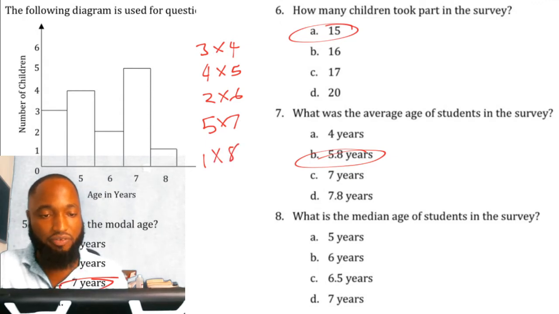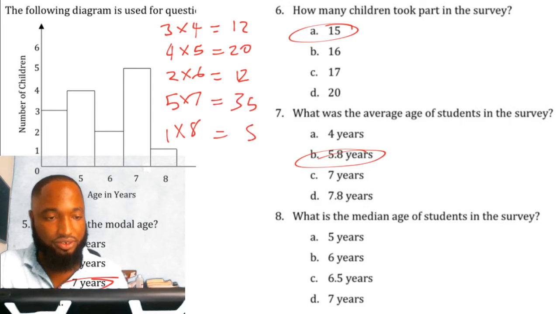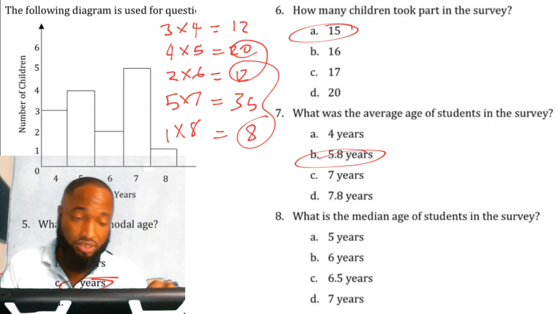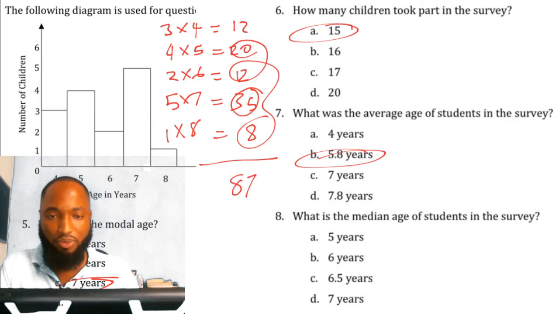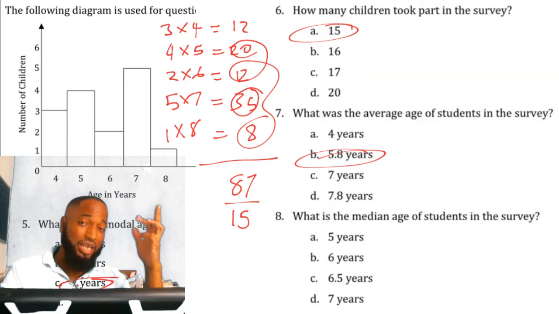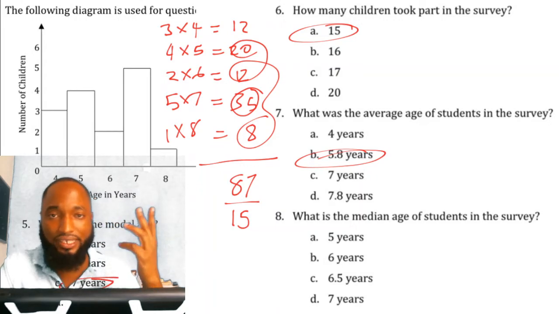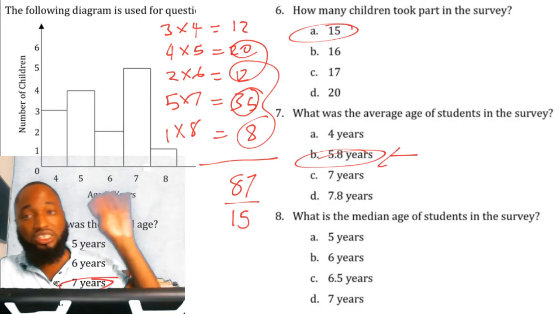Now remember, you don't have a calculator. So 12, 20, 12, 35, 8. 20 and 20 is 40. So this is 75, 87 or something like that. 87 divided by how many students? 15. 87 divided by 15, 5, close to 90. 90 would make it 6. So 5.8. Catch what I'm saying? So this is the way to do it.